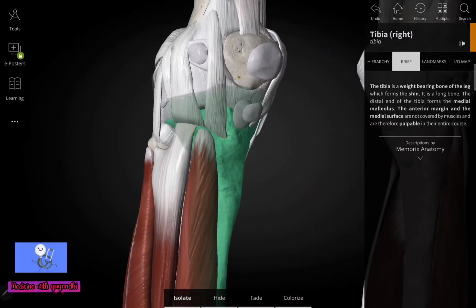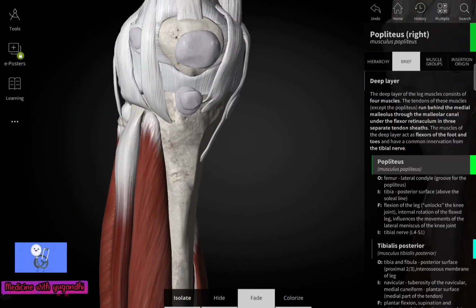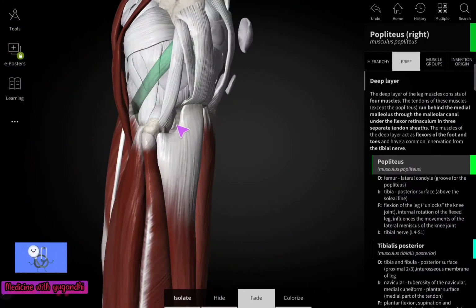called as the lateral condyle of the tibia. So here you can see this entire portion, this is the lateral condyle of the tibia, and what you're seeing here, this is the fibrous capsule. So in between this lateral condyle of the tibia and the fibrous capsule, there is a small gap through which the tendon of the popliteus passes through. So this faded structure, this is the tendon of the popliteus. It passes in between the gap between the lateral condyle of the tibia and the fibrous capsule.